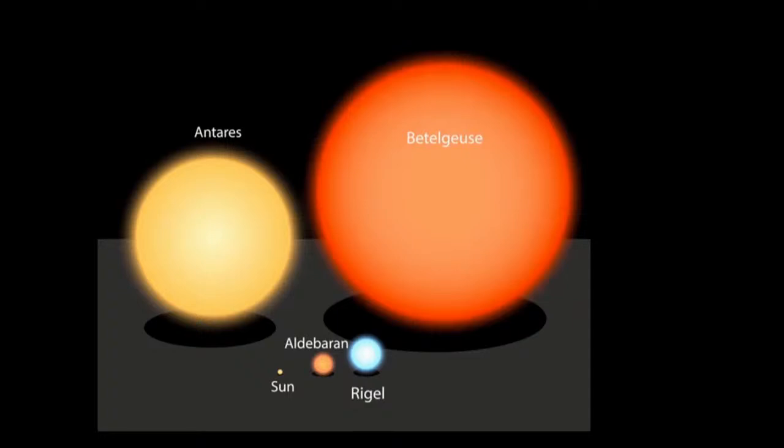Betelgeuse is so vast in size that, despite its distance, astronomers have been able to capture an image of its surface, which is not possible with more than just a few stars. Most stars, even in the largest telescopes, appear as mere points of light.